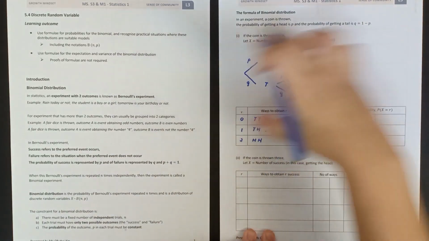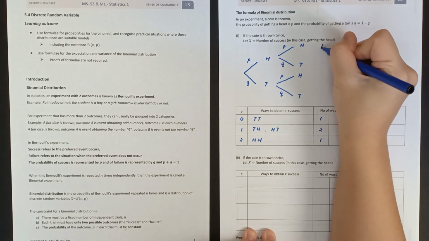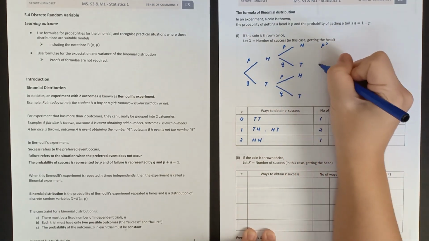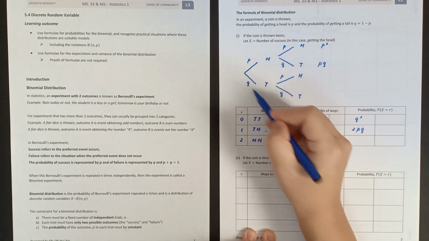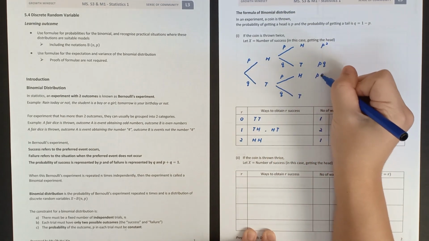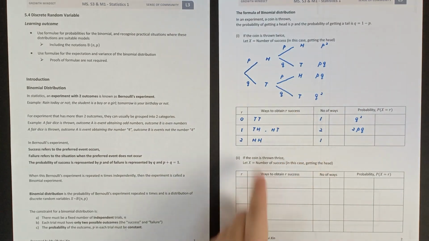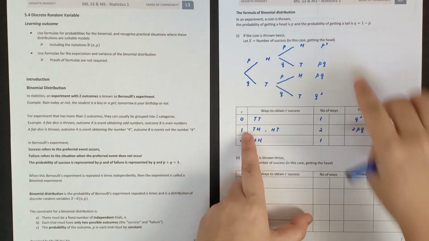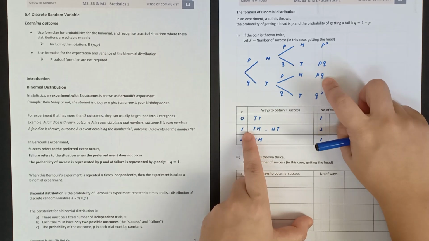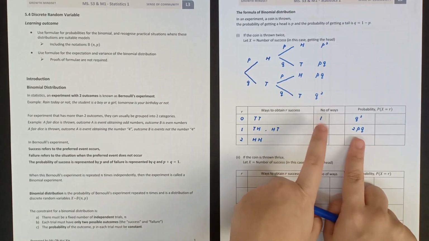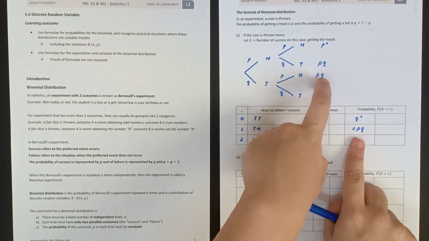Okay, maybe we write it for the first time. PP, so this one you get P square. HT, you get PQ. TH, you also get PQ, and then TT, you get Q square. So when you want to find out for X equals 1, then you will use PQ plus PQ together, which gives you 2PQ, right? Or basically you have 2 ways, so that's why 2 times PQ, because they are the same.